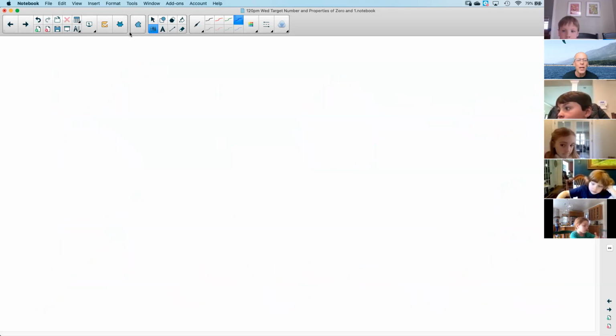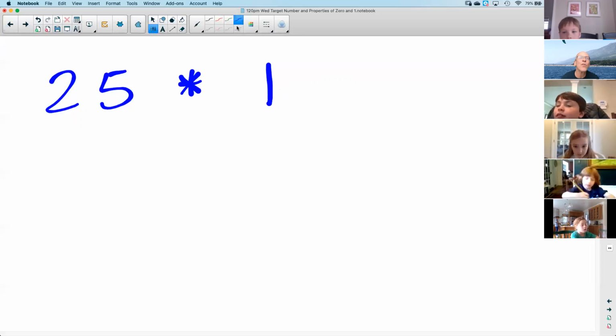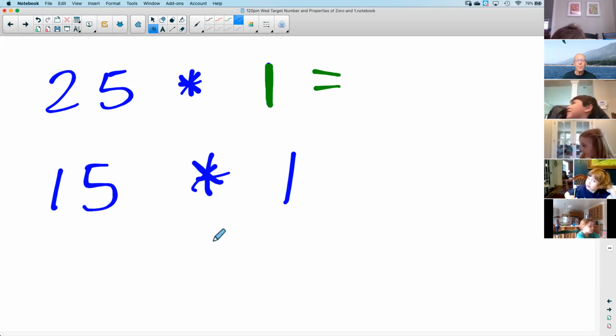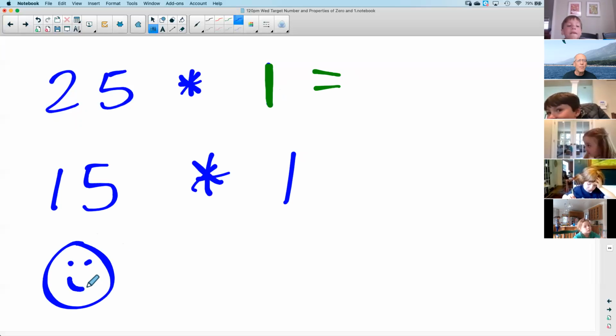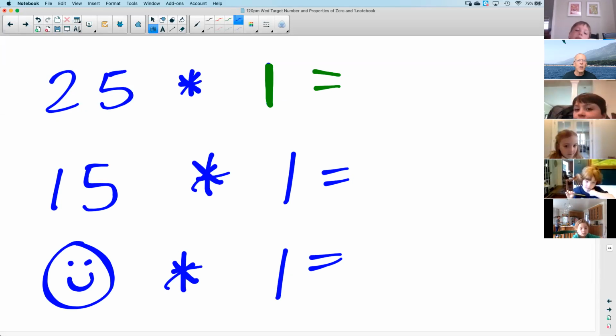Now, the next property is 25 times 1. These properties are all about the number 1, just like all the other ones were about the number 0. Who can tell me what is 25 times 1? And after that, I want to do 15 times 1. And after that, I want to do smiley face times 1. Who's going to answer this question? Lucia, go for the first one. 25 times 1 is 25.